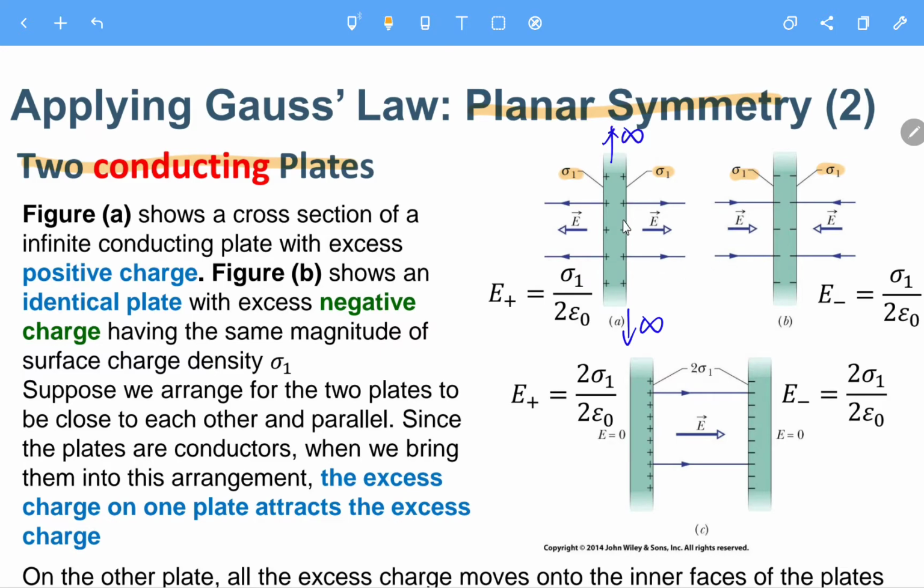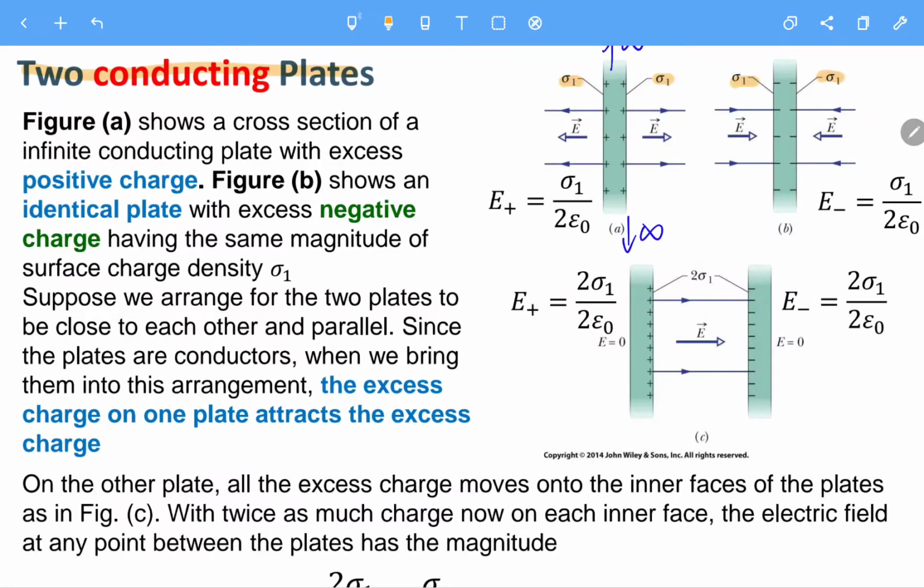So if we place these two plates close together, you can imagine this is E plus, E minus. For the middle part, we have E plus in this direction, and E minus also in this direction. So they add up together, and actually the magnitude should be the same.